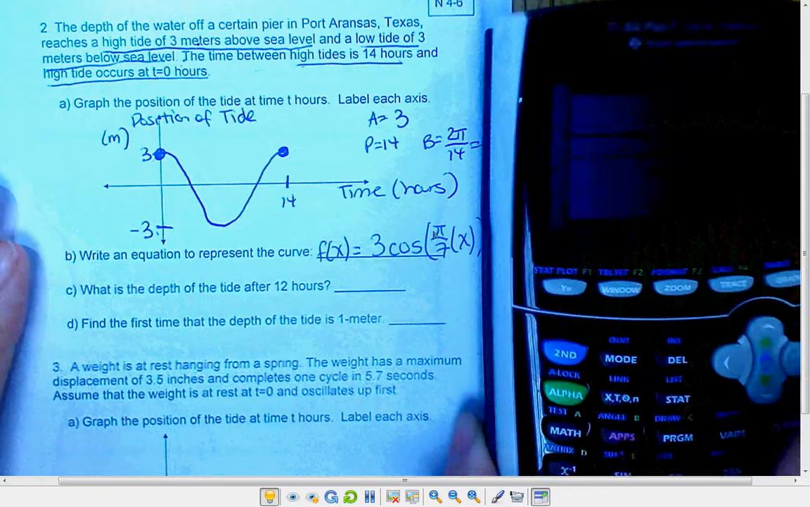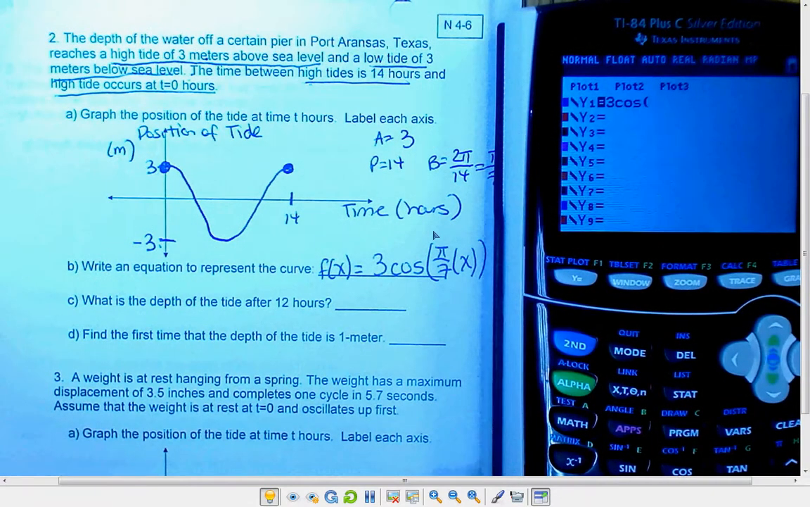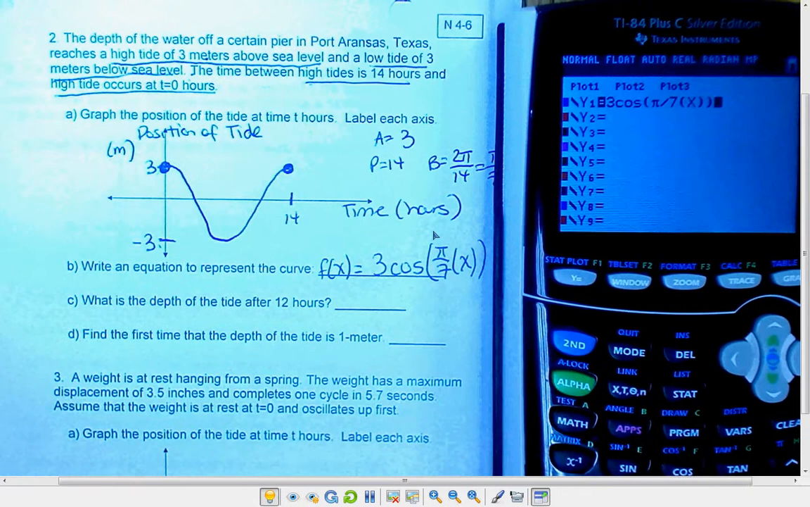So now we're going to graph this again. Let's go to our y equals, clear this out, type in 3 cosine pi divided by 7, open parentheses, x, close, close.